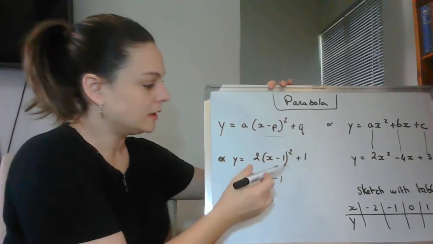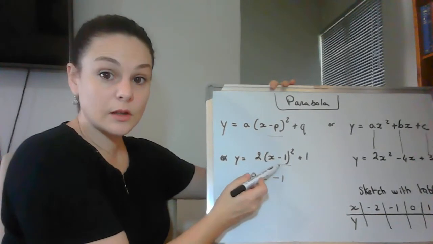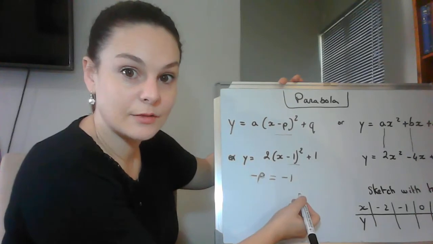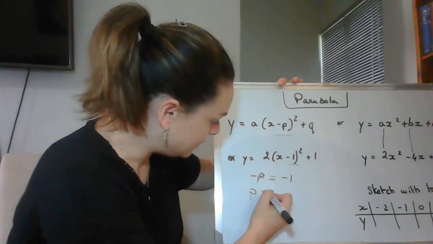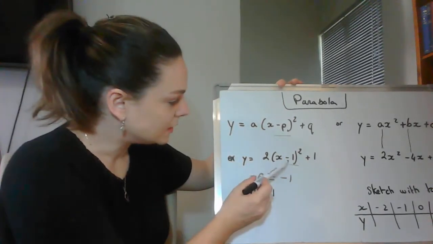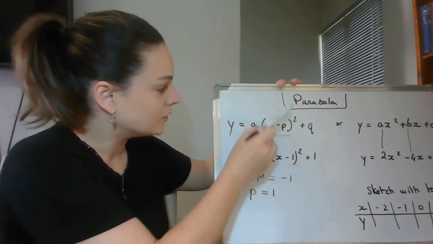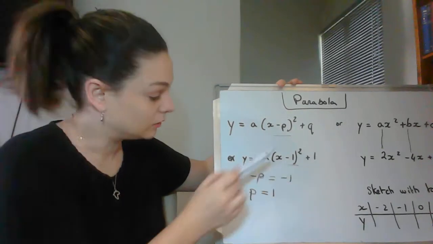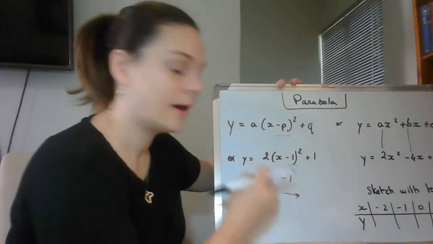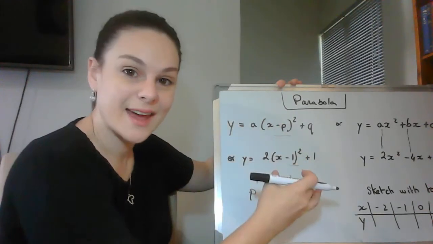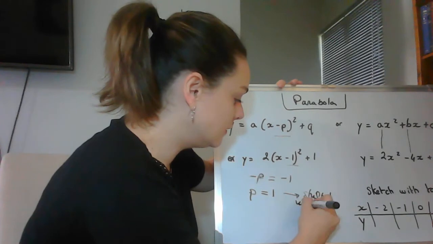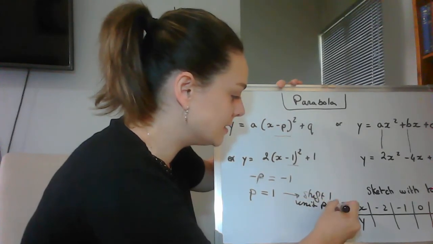The minus p is equal to the minus 1. So I can times by minus 1 left and right. That makes the p-value a positive one, right? The p-value is the opposite sign because it's a minus p for minus 1. So the p is 1. Therefore, if I'm adding a plus 1 to my x-axis, I'm shifting 1 unit to the right.